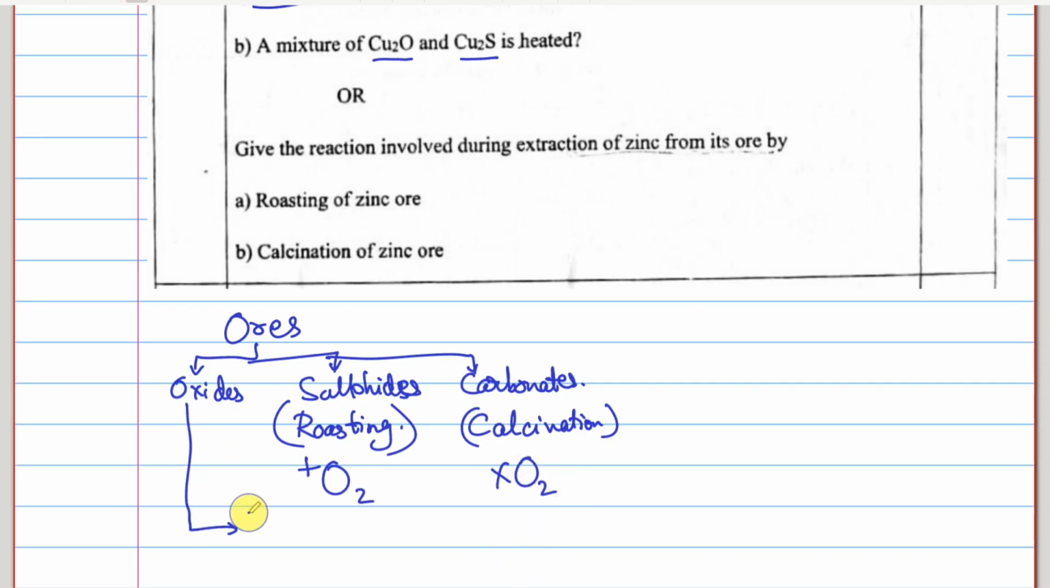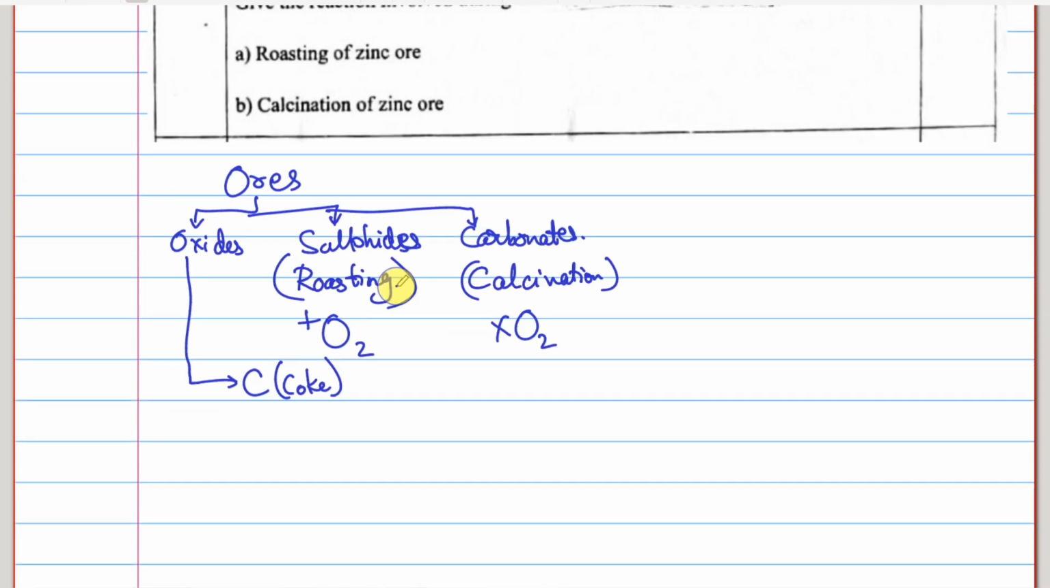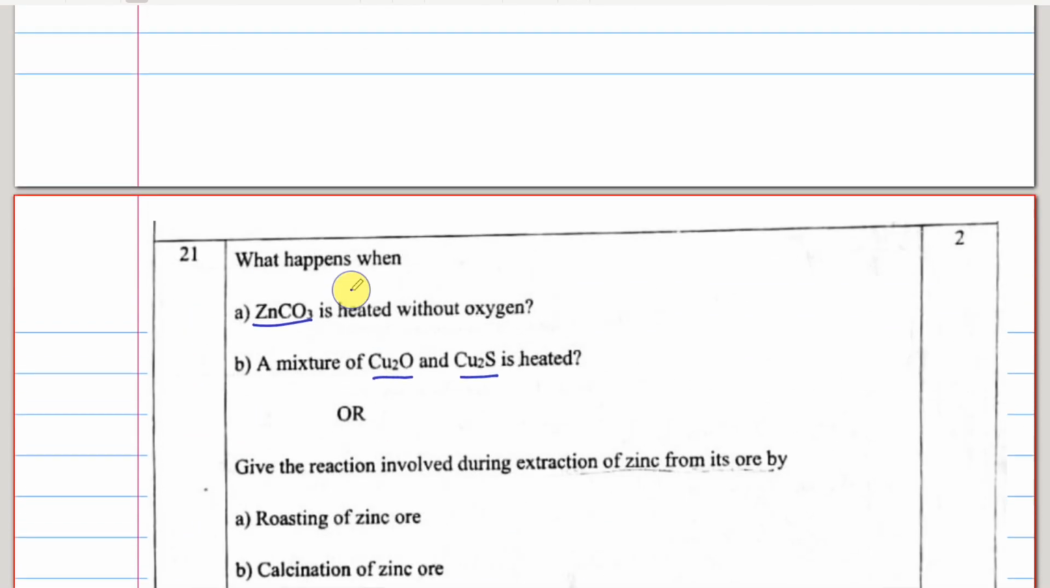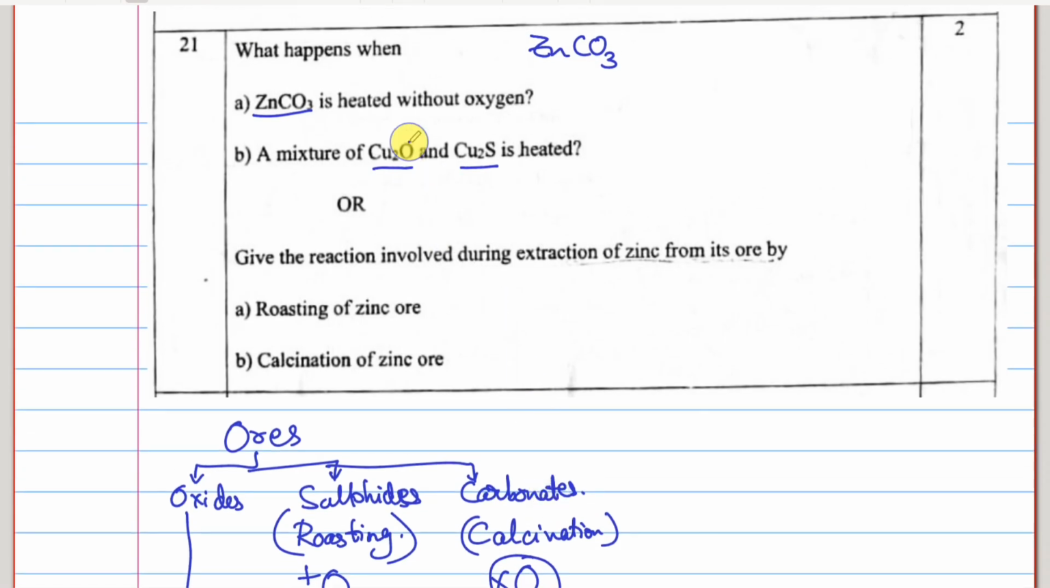Oxides can be converted by reducing them with reducing agents like coke or just a pure form of carbon. So by analyzing all these things, we'll have to use roasting or calcination and or reduction by using coke. Let us now try to tackle these questions. What happens when zinc carbonate is heated without oxygen? Zinc carbonate, ZnCO3, because it is a carbonate, it will have to be extracted by using calcination. Calcination will be without oxygen. So they're asking us what reaction takes place when zinc carbonate is heated without oxygen.